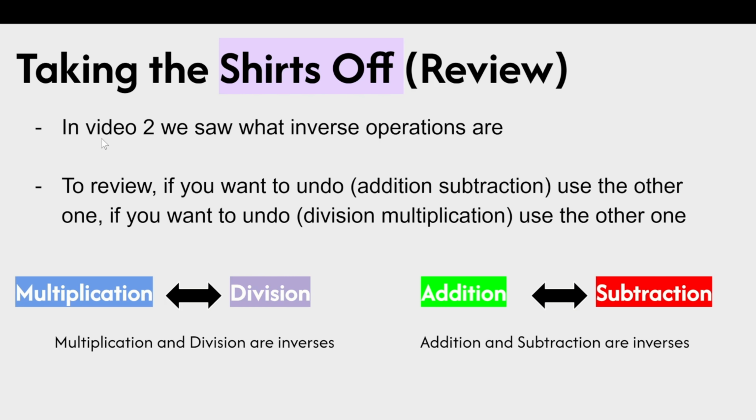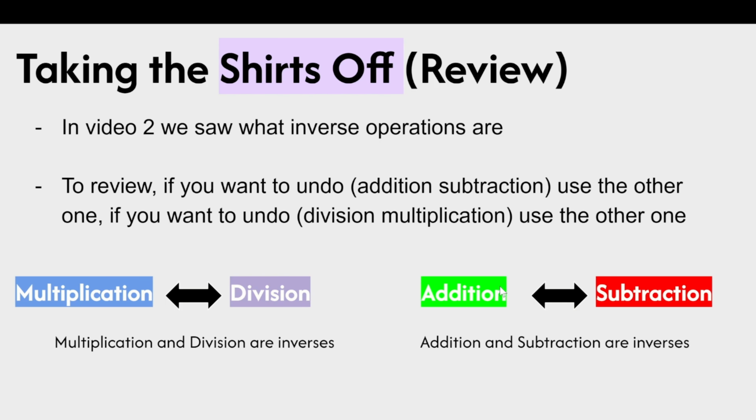So just to review a little bit, in video 2, we saw what inverse operations are. And basically, what that means is that if you want to undo addition or subtraction, use the other one. And if you want to undo division or multiplication, use the other one. So look at this graph here. Multiplication, division. If you want to undo multiplication, you do division. If you want to undo division, you do multiplication.